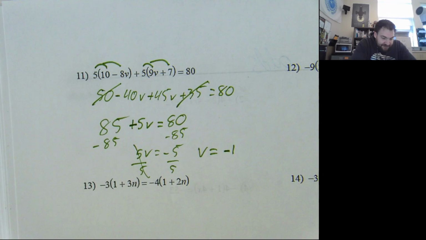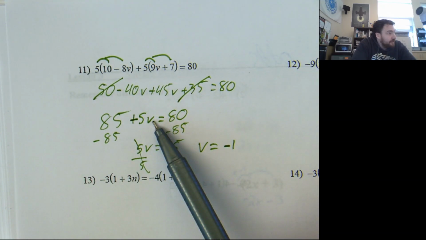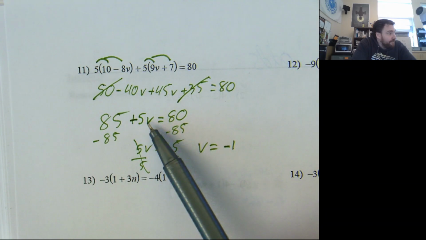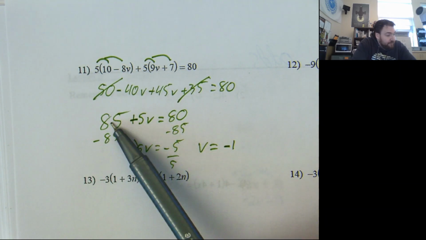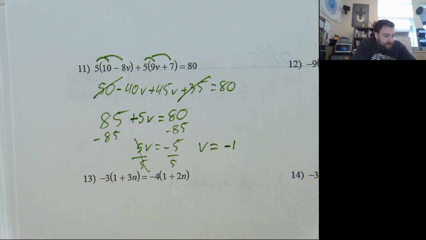And if we look at number 11 down there at the bottom upside down, that's correct. Ruben, does that make sense? Because I've got positive 85 here plus 5v. I want to get v by itself, so this is what needs to move. So I have to subtract 85 on both sides. Okay.